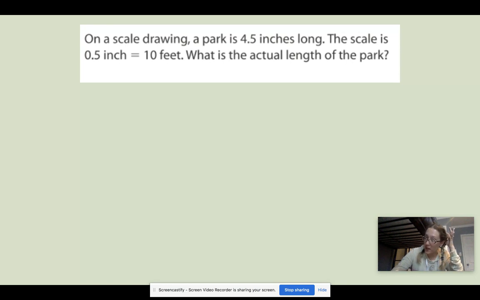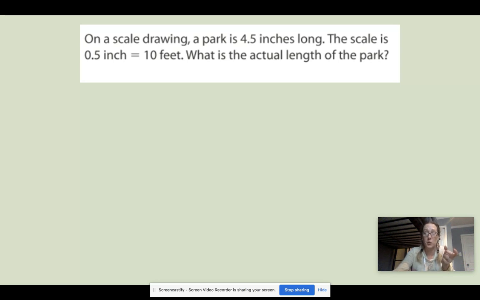So let's work out an example because I know sometimes it's easier if we work through it. So on this one, a scale drawing of a park is 4.5 inches long, right? That's how big the park is on this little drawing. The scale is 0.5 inches is equal to 10 feet. So maybe this is like the architect drawing up the park, or maybe it is the civil engineer who is working on this. And we want to know, what is the actual length of the park going to be?